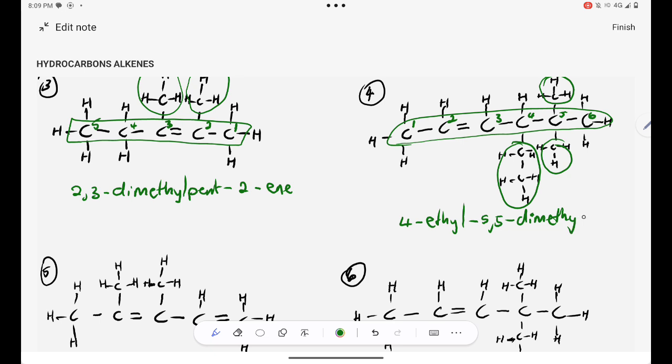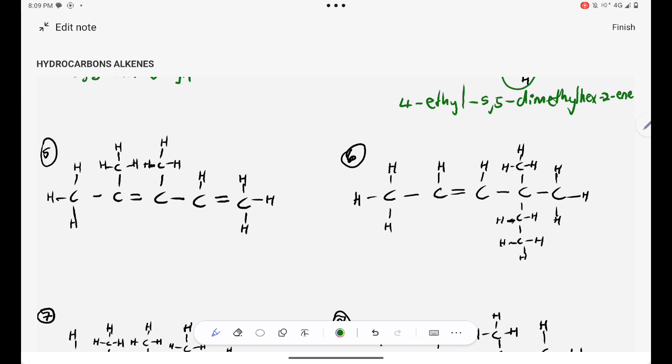And then since the parent chain has 6 carbons, it's dimethyl, and then hex. Between carbon number 2 and 3, I have a double bond. That's hex-2-ene. So the IUPAC name is 4-ethyl-5,5-dimethylhex-2-ene.